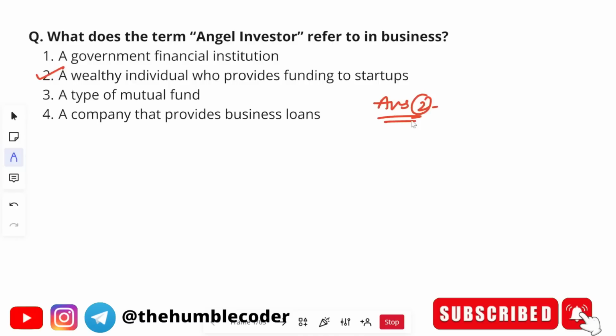Angel investors are individuals who fund startups in exchange for equity or convertible debt, helping early stage businesses to grow. Moving on.